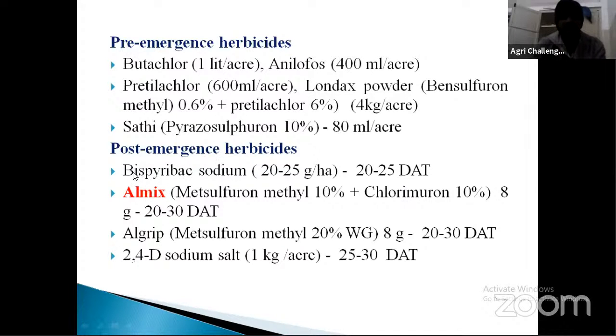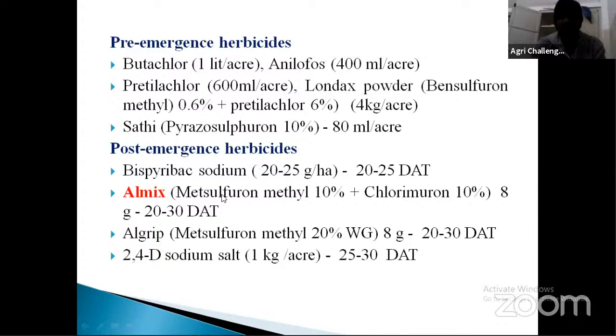This post-emergent herbicide, bispyribac sodium, is applied at 20 to 25 grams per hectare, 20 to 25 days after transplanting. It is the most commonly used post-emergent herbicide in the rice crop.